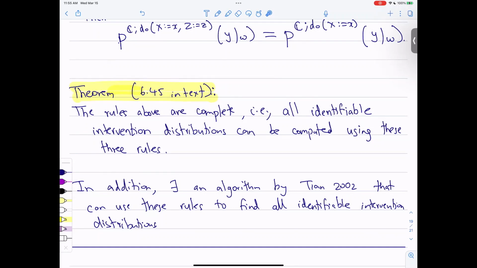Okay, what do I mean by identifiable distributions? Meaning, suppose you want to compute a particular intervention probability from your observational data. Is there a way of translating those interventions? This is a fundamental question, right? I have all this data. Can I compute this or not? This answers in the positive. Yes, these are the three rules. There's a way of composing these three rules together so that it can be done, if at all it can be done.